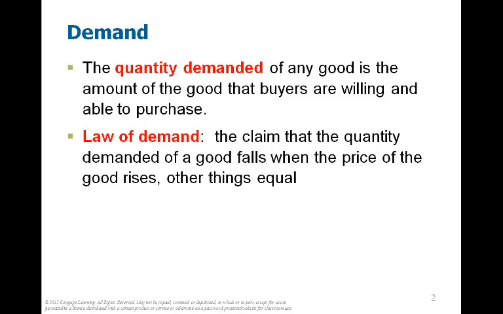Okay, so the first thing you need to know about a demand curve is that it's downward sloping. That's what I mean by the law of demand. It's a claim that the quantity demanded of a good falls when the price of the good rises, other things being equal. By quantity demanded, we just mean the quantity of the good that buyers are willing and able to purchase. So there's an inverse relationship between the price of a product and the quantity that people buy. So if the price goes up, quantity demanded falls. If the price goes down, the quantity demanded increases.